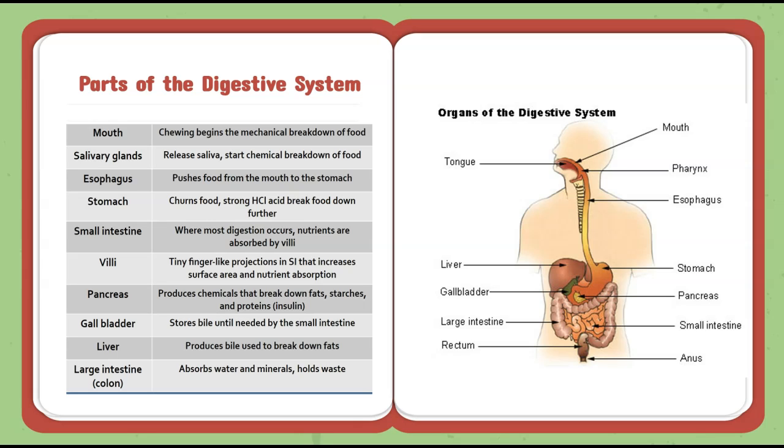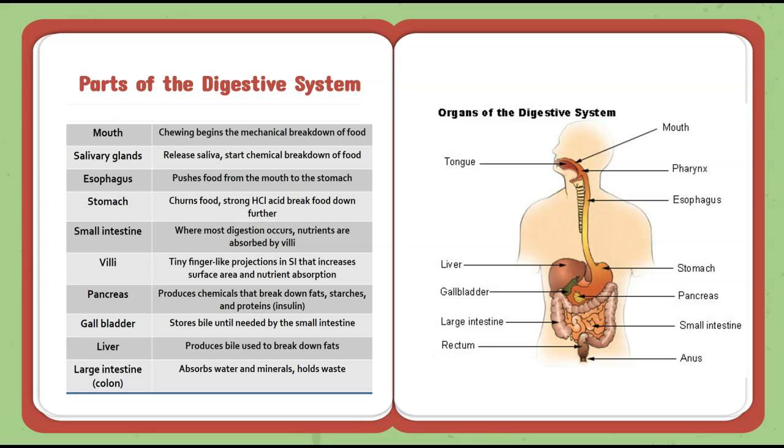Next up are the parts of the digestive system. There's the list there, and I'll read through them for you. But the first part is the mouth. This is where chewing begins, and it is where specifically mechanical breakdown of food occurs, as well as chemical. Remember, the saliva is also located in the mouth.